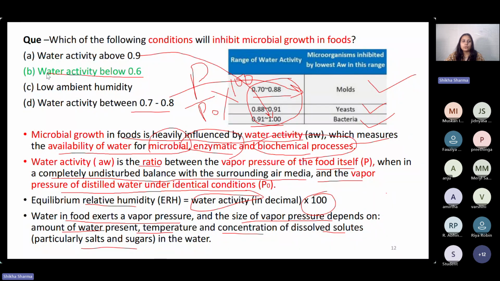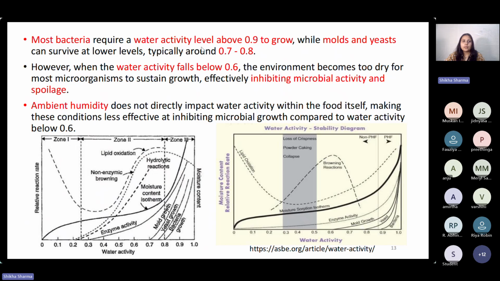So we need to decrease the water activity below 0.6. Most bacteria require a water activity level above 0.9 to grow, while molds and yeasts can survive at lower water activity like 0.7 to 0.8. However, when the water activity falls below 0.6, the environment becomes too dry for most microorganisms to sustain growth, effectively inhibiting microbial activity and spoilage. So basically, if water activity is less than 0.6, microorganisms will be inhibited.